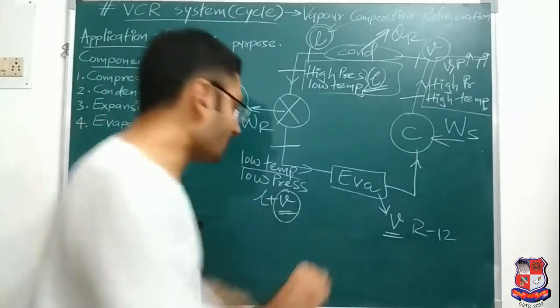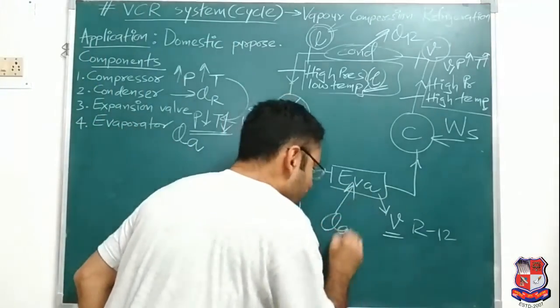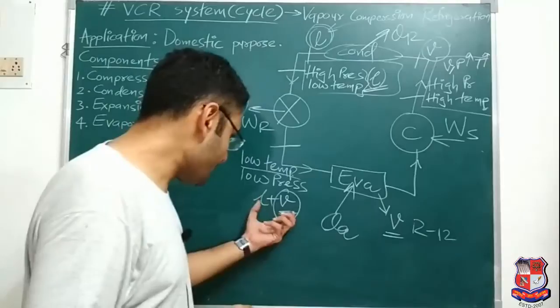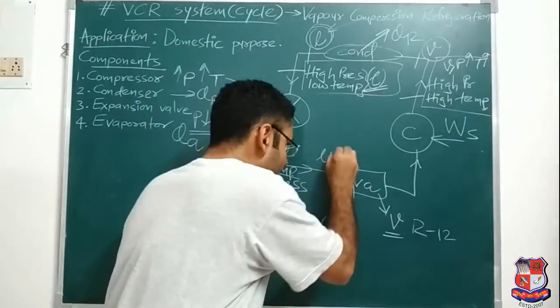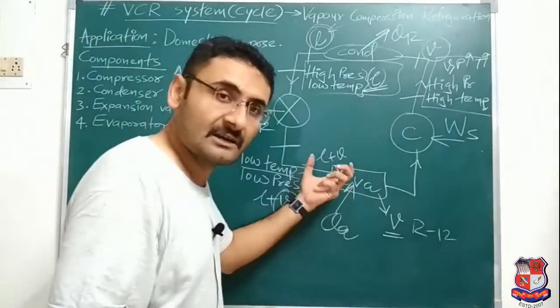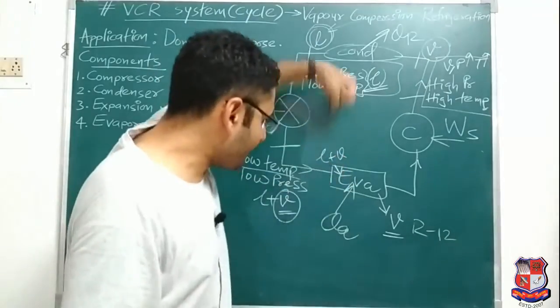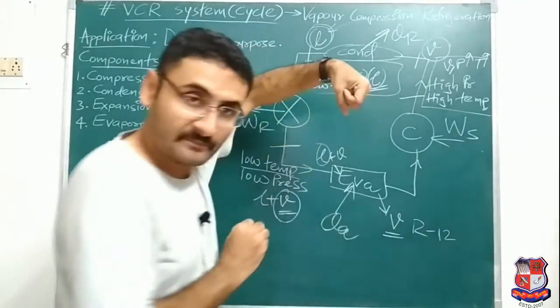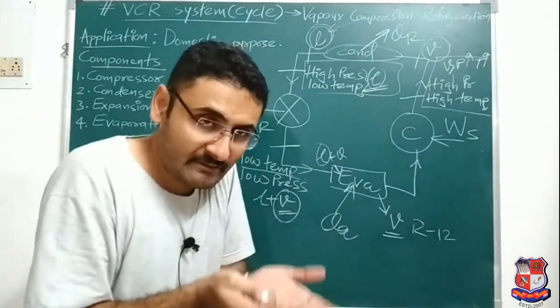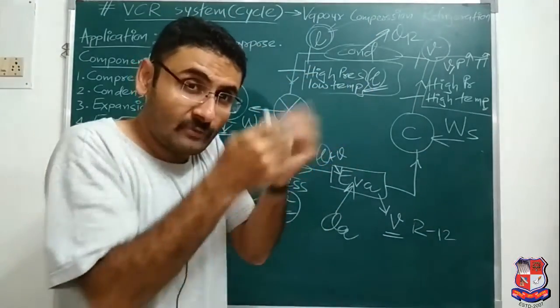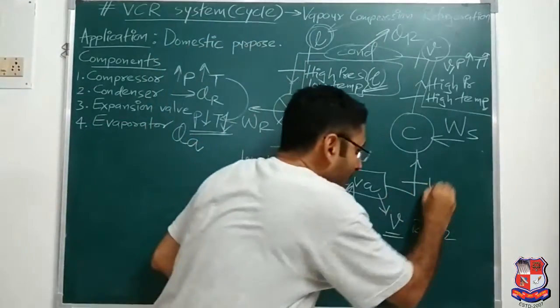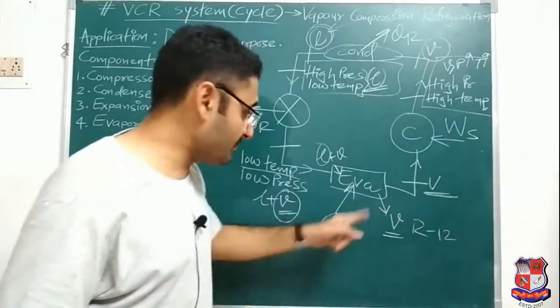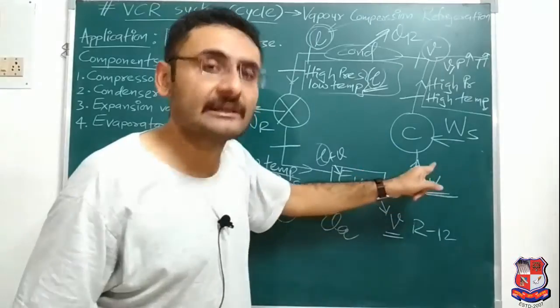Now what will the evaporator do? The evaporator will absorb the heat. That means the liquid plus vapor mixture present over here will absorb the heat. That means you are increasing the heat of this liquid. And if the liquid particles increase their temperature, they will convert into vapor particles. That is why we will get the pure vapor form of refrigerant after the evaporator.